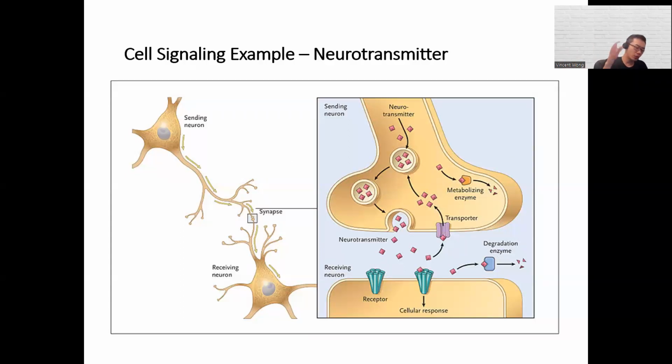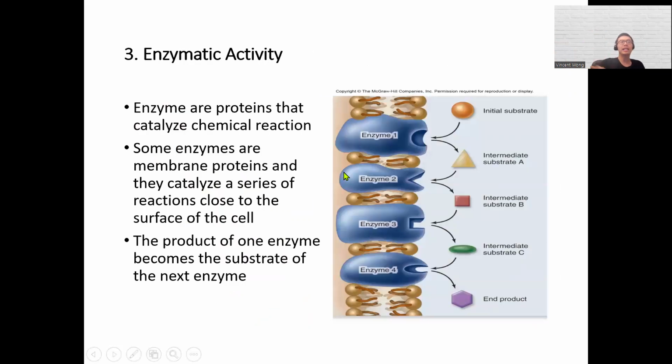In case I lost you, we are talking about different functions of membrane proteins. First one is attachment to the cytoskeleton. Second one is cell signaling. Next one is enzymatic activity. By now, you should know that enzymes are proteins that help speed up chemical reactions. The proper word is catalyze. They lower the energy required for a reaction to take place. And sometimes, actually a lot of times, you need multiple reactions happening in order to get the product that you want. So here we have an example.